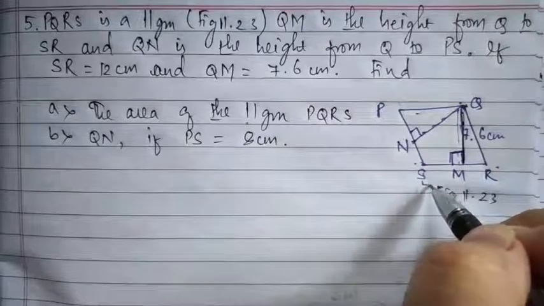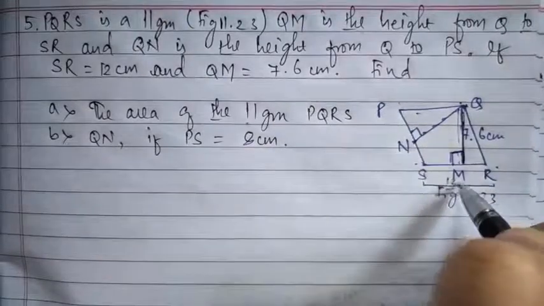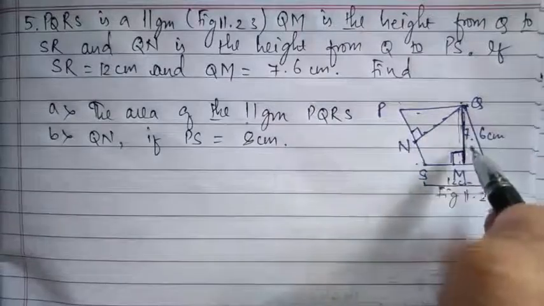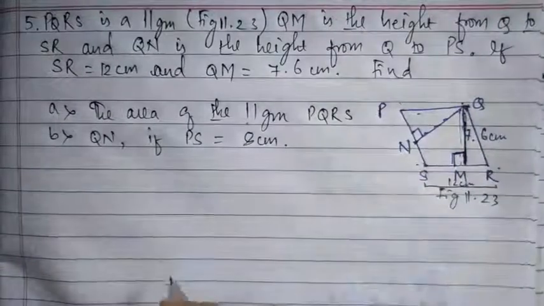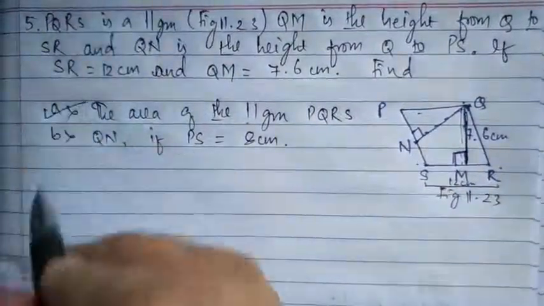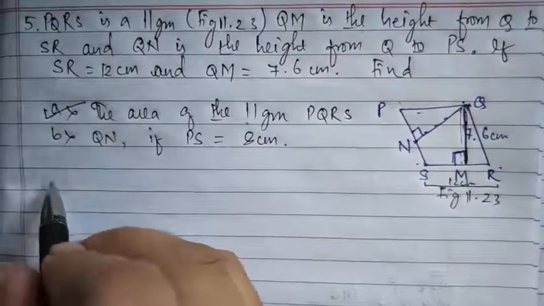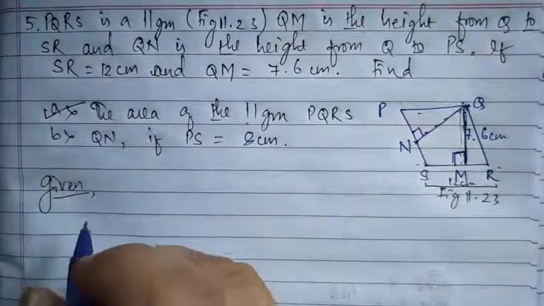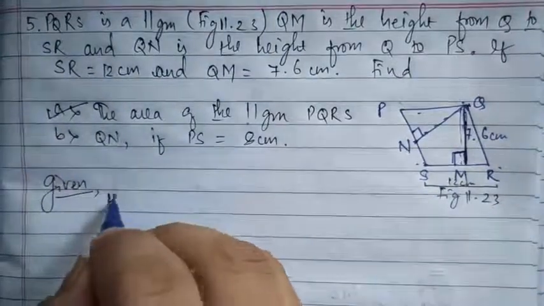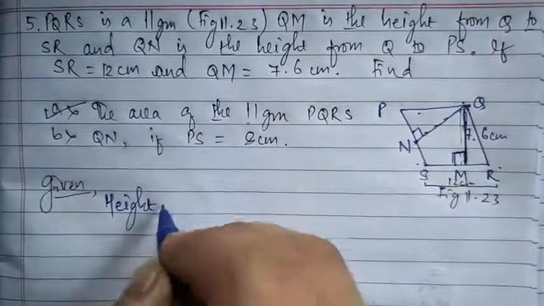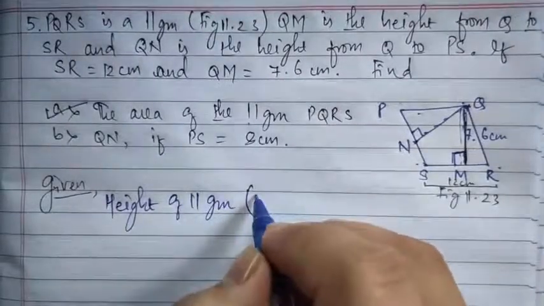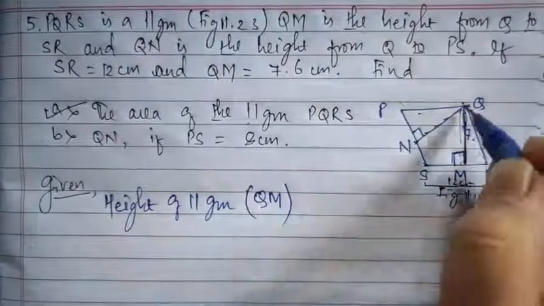If SR is equal to 12 centimeter and QM, the height given, is 7.6 centimeter, then you have to find the area of the parallelogram. So let us write whatever is given in the question first. Given is the height of the parallelogram. What is the height? QM. This is the height, right?